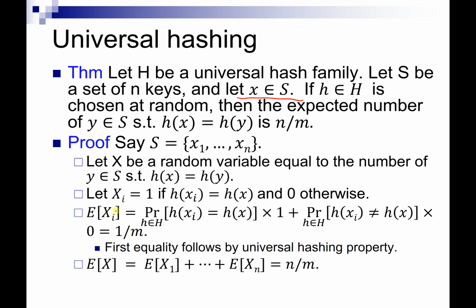So each of these X_i's has an expected value of 1 divided by m. Therefore, the expected number of items that collide with little x, the expected value of capital X, is just the sum of all of these individual expectations, and there are n of these. So this is equal to n divided by m.